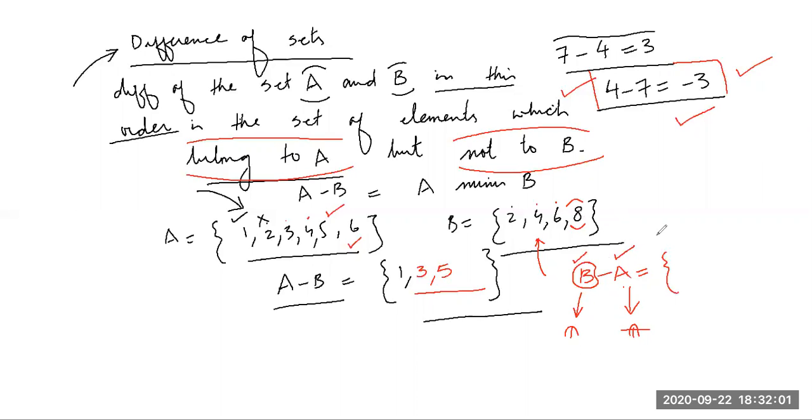Yes, sir. I can take 8. Why? Because I want to subtract A from B. A belongs to 8, not B. It's fine. That's good. So do this: A minus B and B minus A.